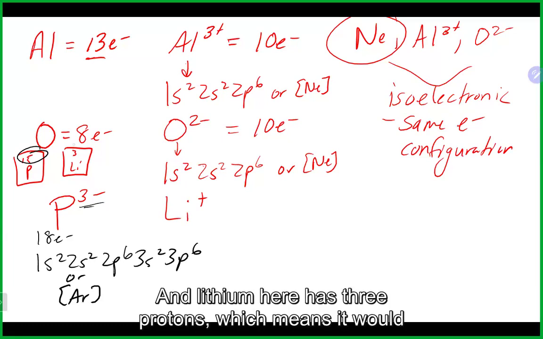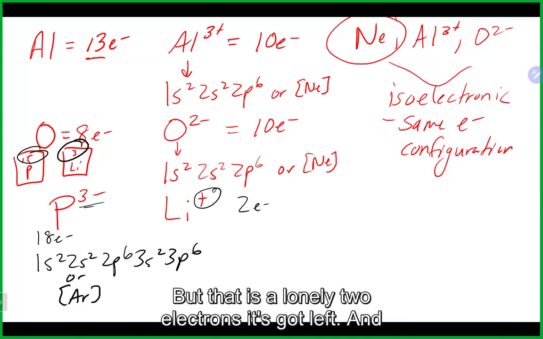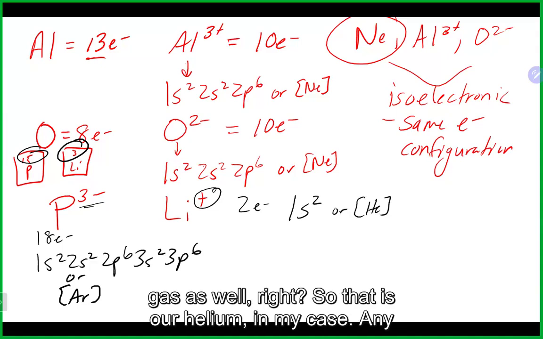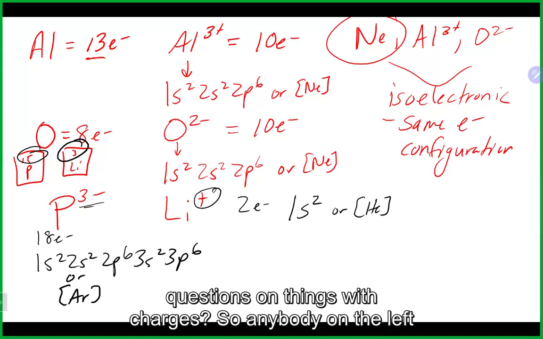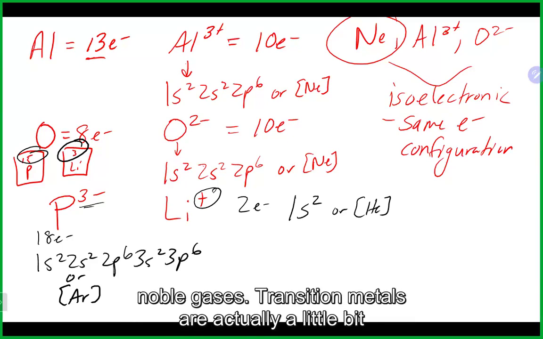And lithium here has 3 protons, which means it would have 3 electrons. +1 means it has lost 1 electron. So that is a lonely 2 electrons it's got left. And that will give us a 1s2, which is helium, a noble gas as well. So that is our helium in that case. Any questions on things with charges? So anybody on the left-hand side, right-hand side, they typically will end back out at the noble gases.